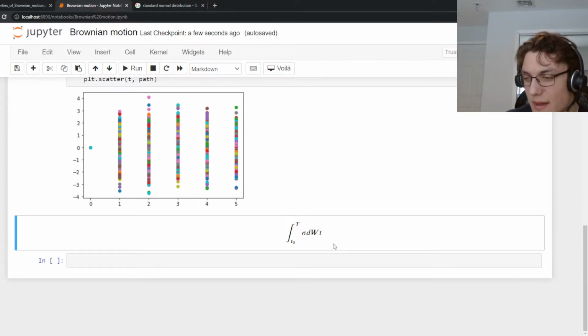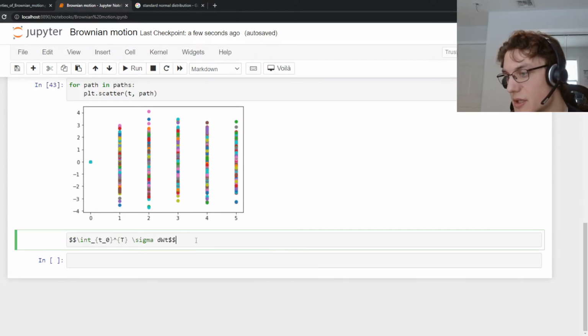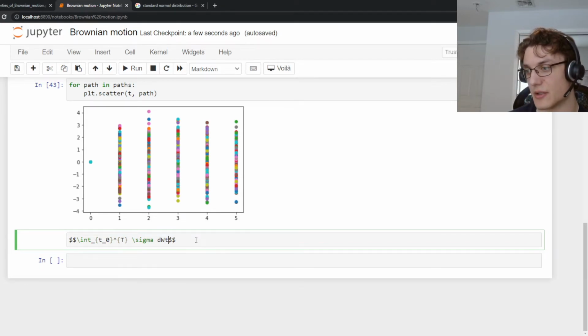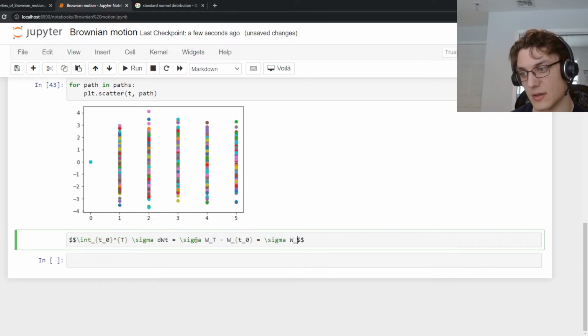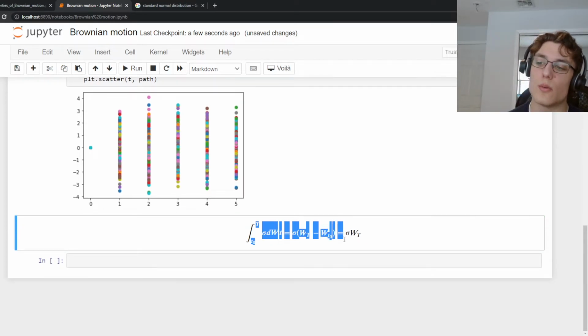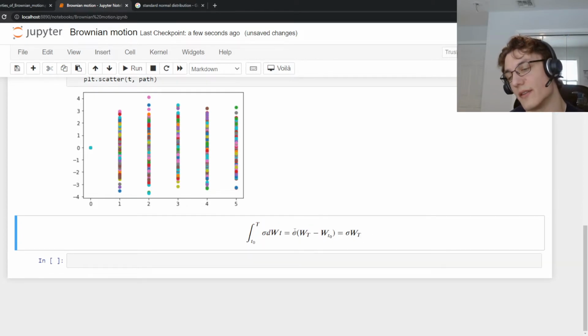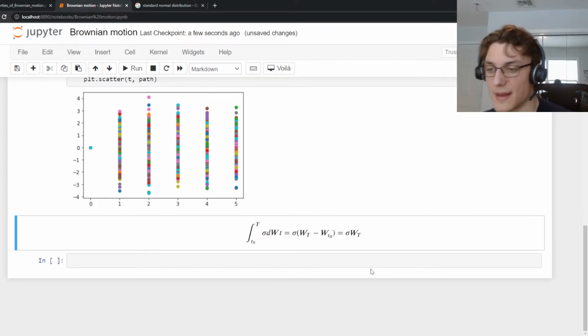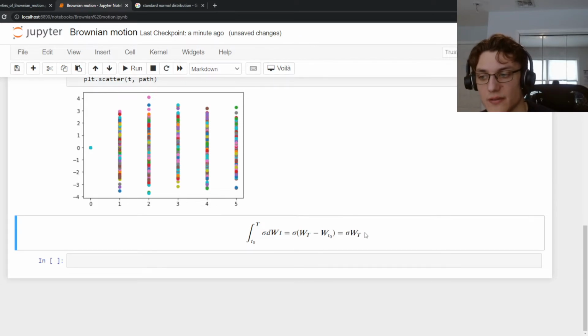Well, we solved this integral in the video for geometric Brownian motion, the analytical solution to the stochastic differential equation. So we know that it's going to be sigma times W capital T less W t0, which is just equal to sigma Wt, because we know that Wt0 is equal to W0, which is just 0, right? So we know what this is. We solved for this, and I kind of just took this as a given in that video, which is why I wanted to make this video on Brownian motion and talk about the implications of this integral here.